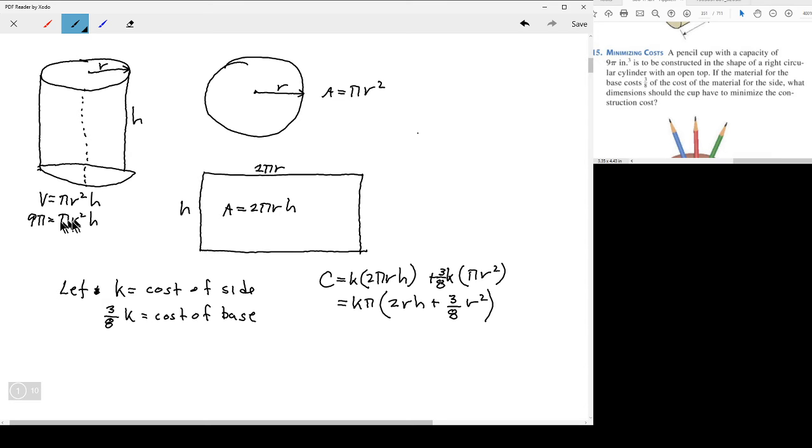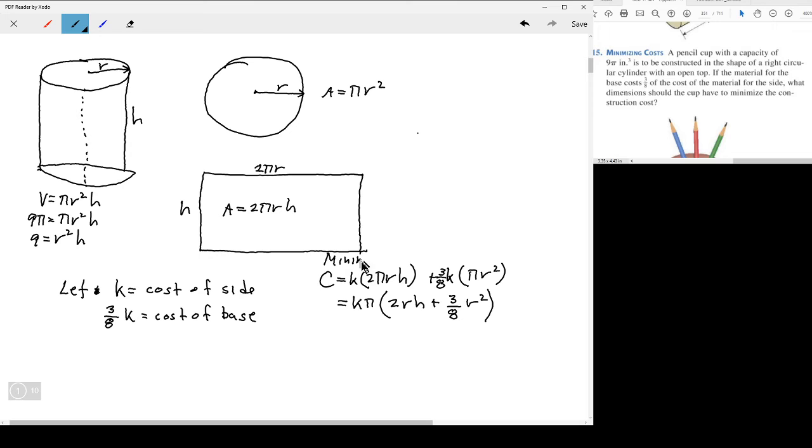All right, and I can divide pi out of both sides. So 9 equals r squared h. And that is my constraint. All right, so we want to minimize cost, right? You always want to minimize cost. You never want to maximize cost.